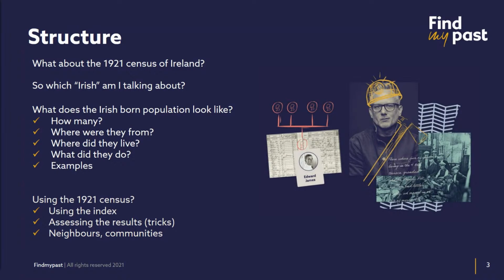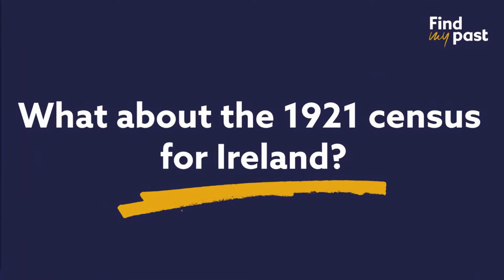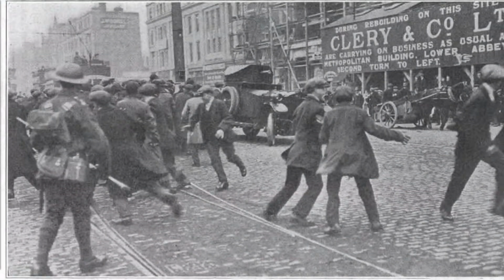Let's start with what about the 1921 census for Ireland? Because, of course, there was one for England and Wales. There was one for Scotland, which we'll probably see come online sometime later this year. And there was also one supposed to happen for Ireland. So why isn't there one? Well, there's a bit of trouble going on then in Ireland. These images will give you some clue.